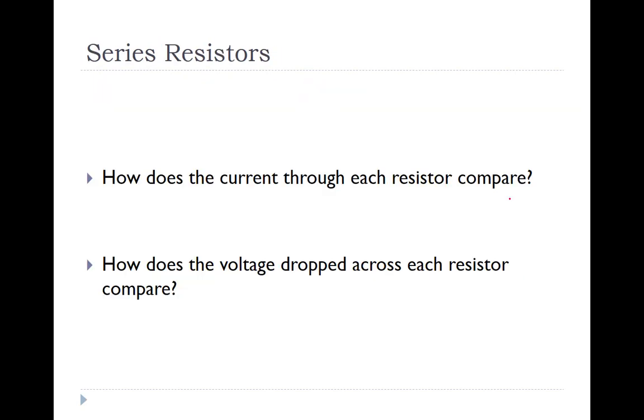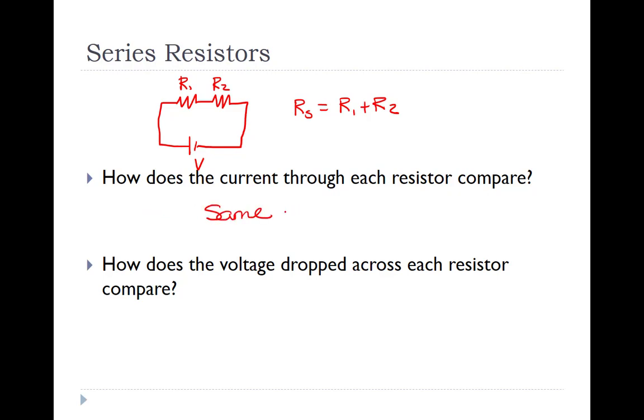So again, series resistors. Let's set up a basic circuit with 2 resistors in series connected to a battery. Let them be R1 and R2 again. So R series is going to equal R1 plus R2. How does the current through each resistor compare? Well, the current comes out of the battery, goes through R1, goes through R2, and back into the battery. There's only one path, so they have the same current.